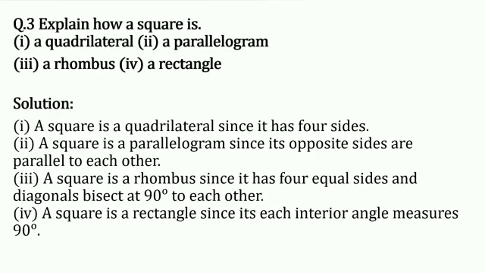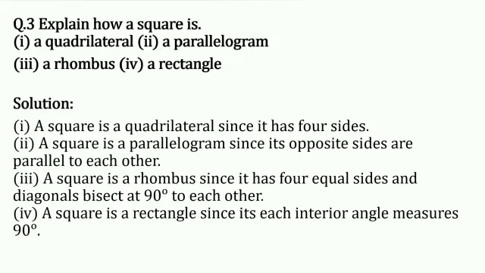Question 3. Explain how a square is a quadrilateral, a parallelogram, a rhombus, and a rectangle. While we were discussing the properties, we know that it was written over there that the square has all the properties of parallelogram, rhombus, and rectangle. So now let's see how a square is a quadrilateral, a parallelogram, a rhombus, as well as a rectangle.